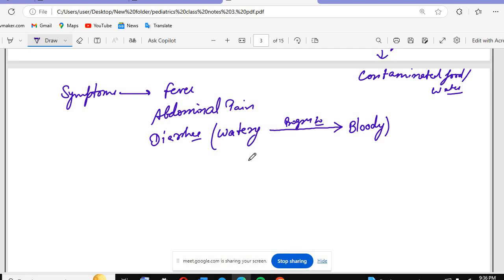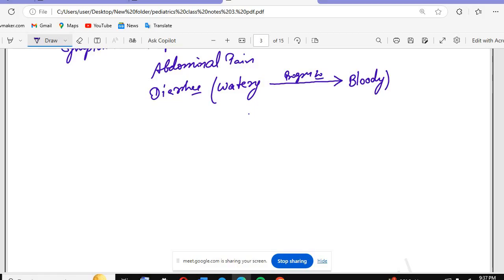In cholera, there will be fever, abdominal pain, and diarrhea. The diarrhea will progress like water. The good thing about cholera is that it has no smell, no odor. So that would be the good thing here.